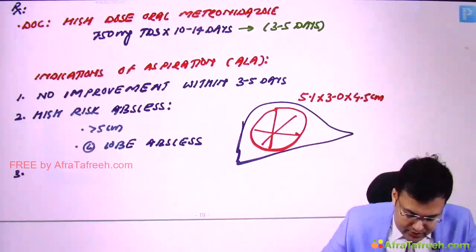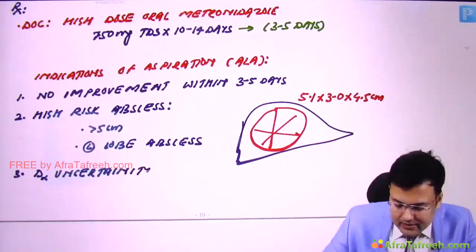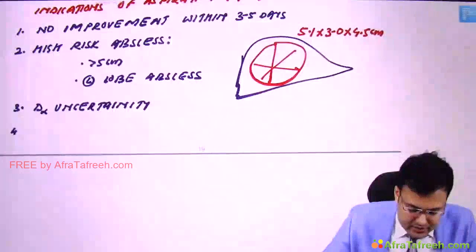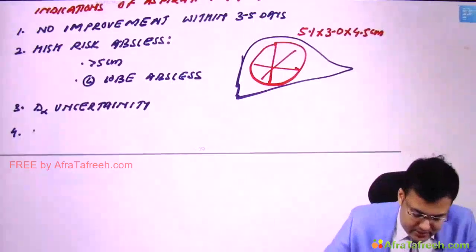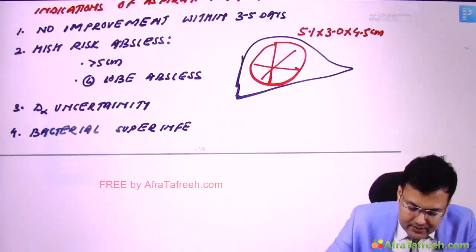Third, diagnostic uncertainty. Fourth, bacterial superinfection. Sometimes there is bacterial superinfection. And pregnancy.